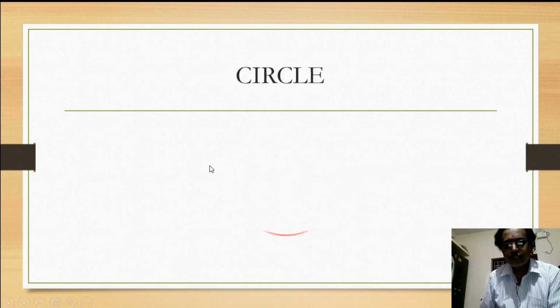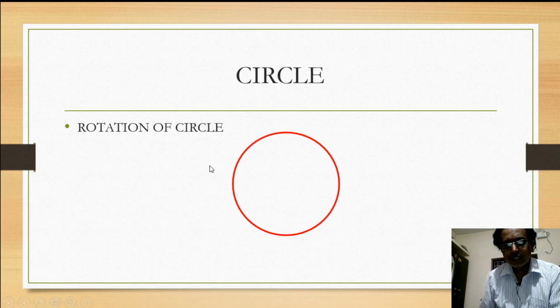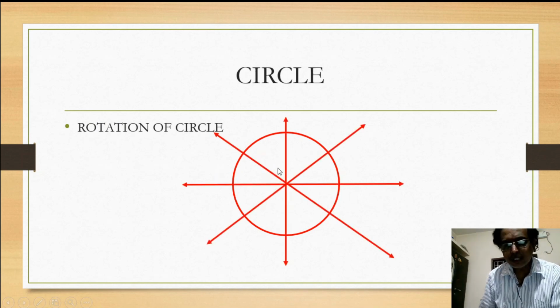Again, the circle, rotation of a circle. Can you say what the order of rotational symmetry of a circle is? Yes, it has infinite order. Just for your understanding, I draw only some of the rotations about the center point. If you rotate this any number of times, we will get the same structure, the same shape, the same figure.